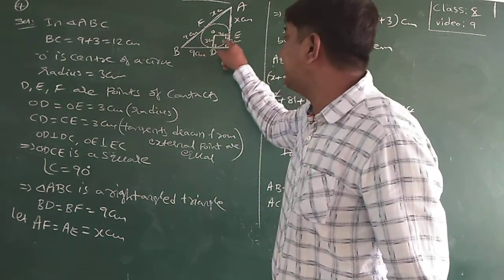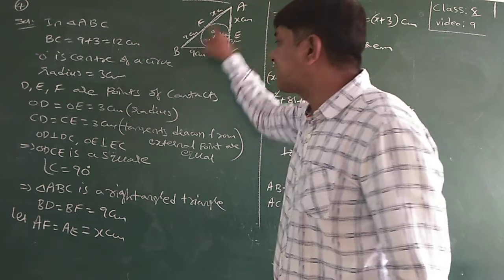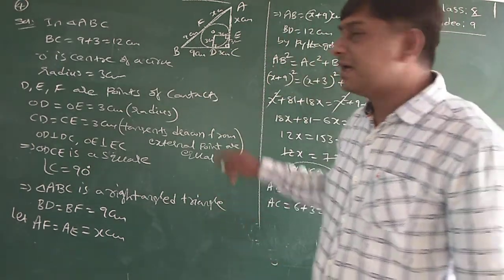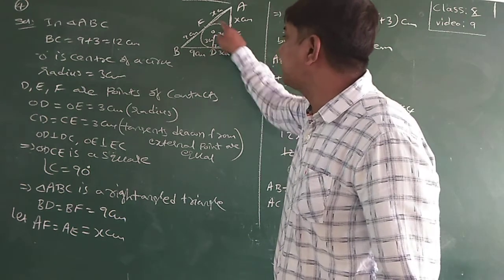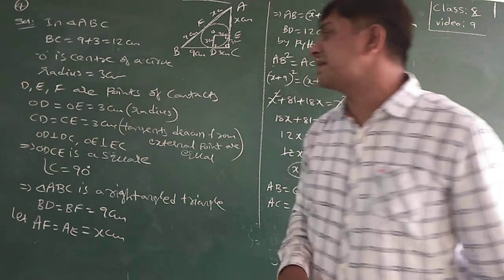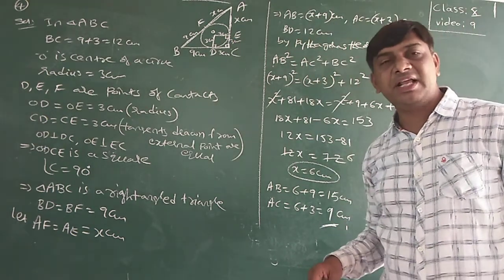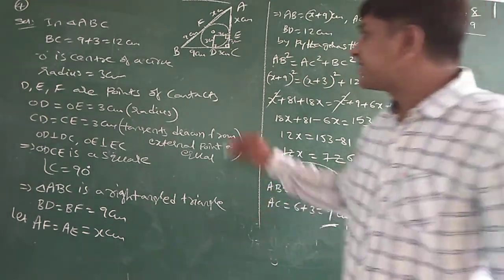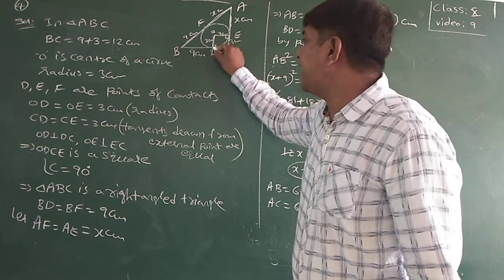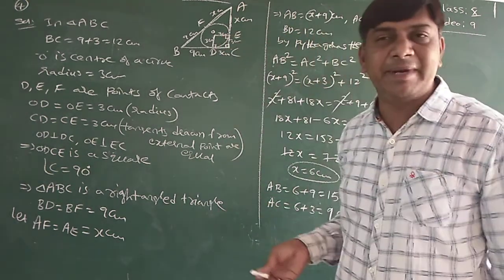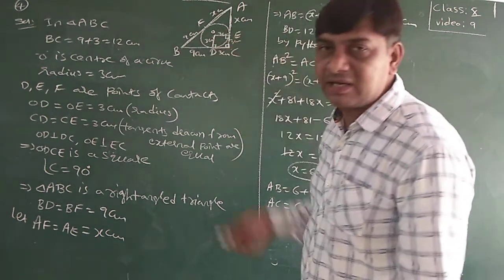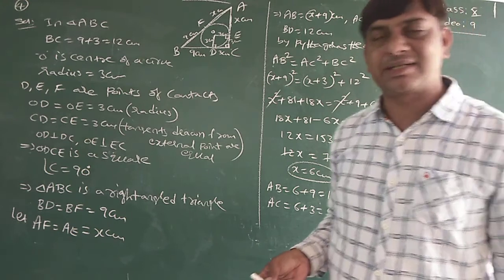This is a circle and the triangle is circumscribed by the circle. When a triangle is circumscribed by a circle, the triangle touches the circle at 3 distinct points. Those 3 points are the points of contact. Since the circle radius is 3 centimeters, this OD and OE length is 3 centimeters only, because that is the radius. The distance from the center to the point of contact is the radius.